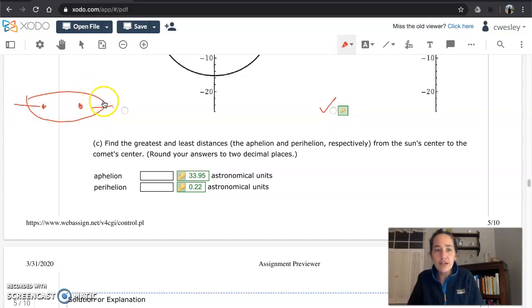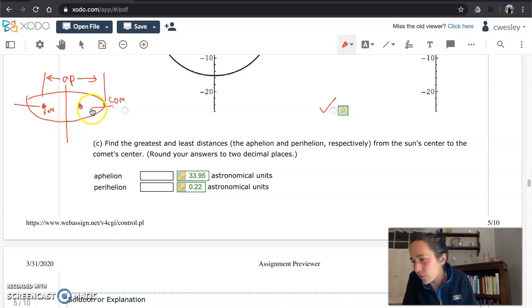The furthest that the comet can be from the sun is when the sun is here and the comet is all the way over here at that vertex of the ellipse. Comet, I'll put com for comet, and then sun. So this whole distance here is going to be the far one, the aphelion. I'll just put ap here to here. Think about it. You could add from here to there: a is this whole distance here, right? Plus c, which is center to focus. So to get this first answer, you're going to add a and c. That is the greatest distance the comet could be away from one of the foci.